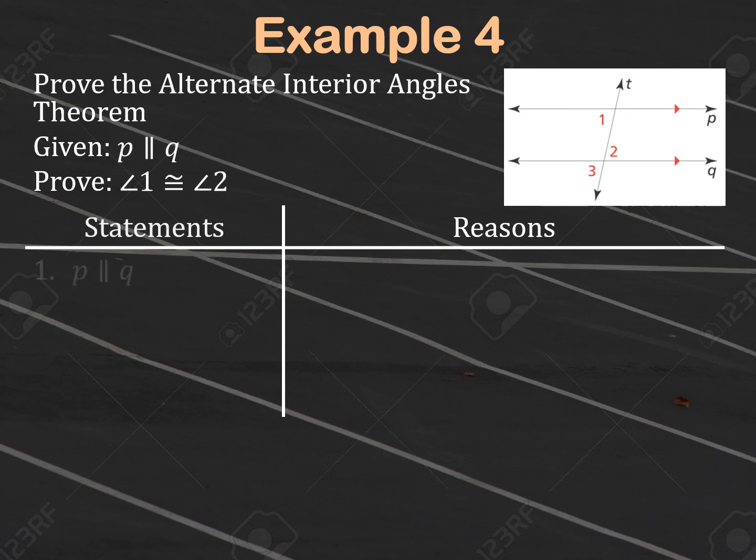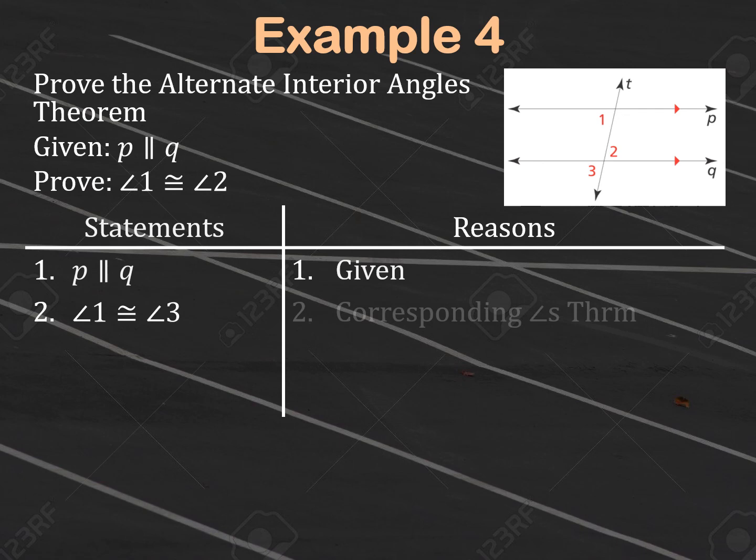So the first thing is the given statement. So statement 1 is P is parallel to Q. Remember that little symbol that looks like a pair of skis? That means lines are parallel. Given. Statement 2, that angle 1 and angle 3 are congruent. How are angles 1 and 3 related? Well, they are corresponding. The reason is the corresponding angles theorem. You can abbreviate angles with a symbol. You can abbreviate corresponding with corresp, and that's fine.